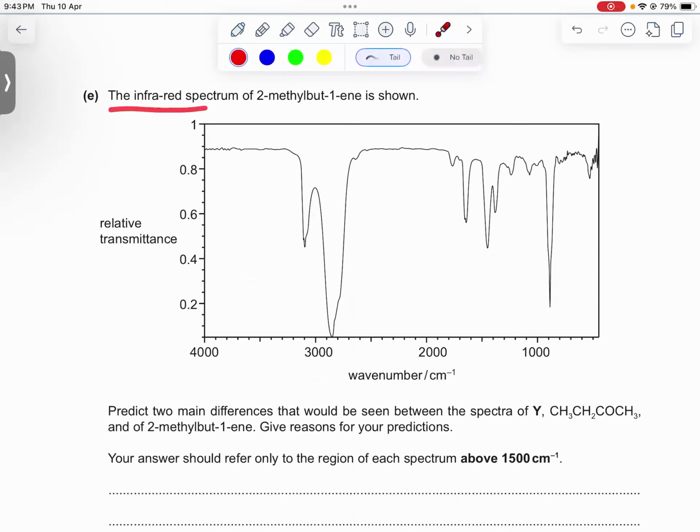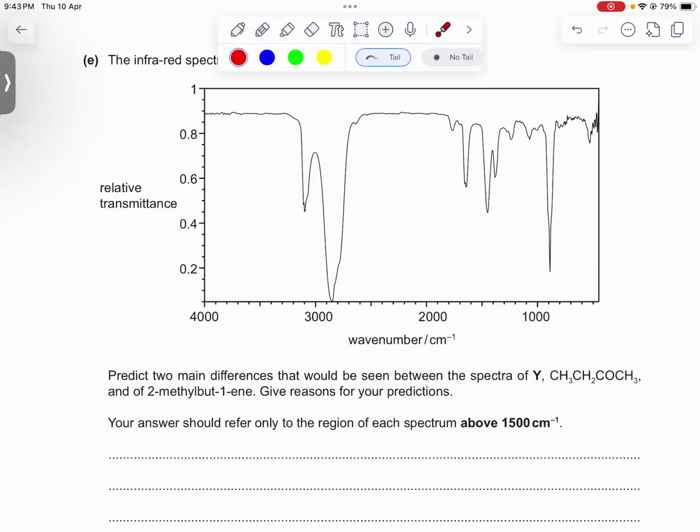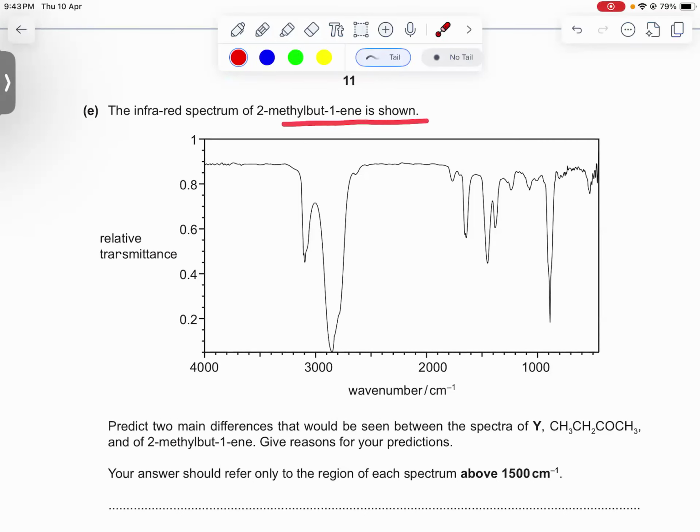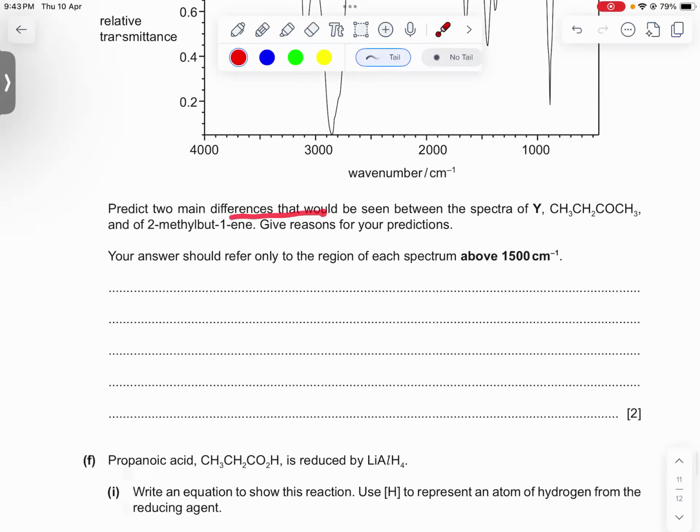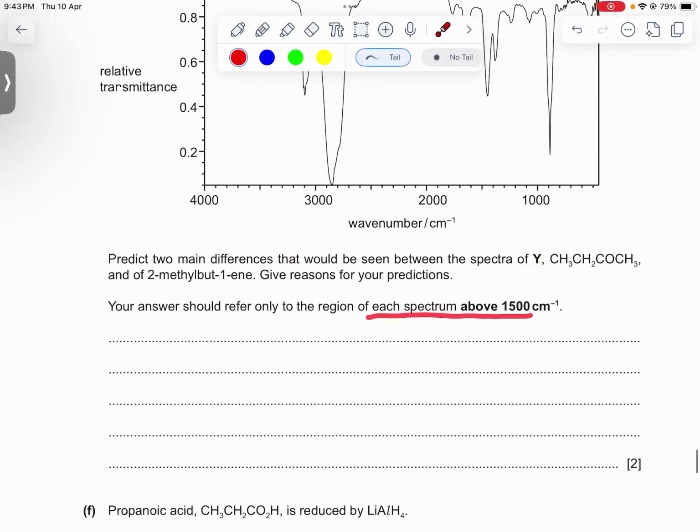The infrared spectrum of 2-methyl-butene is shown. Okay, so the infrared spectrum of this one is shown, 2-methyl-1-butene. Predict two main differences that would be seen between the spectra of Y, which is a carbonyl compound, and 2-methyl-butene. Give reasons for your predictions. Your answer should refer to only regions of the spectrum above 1500.